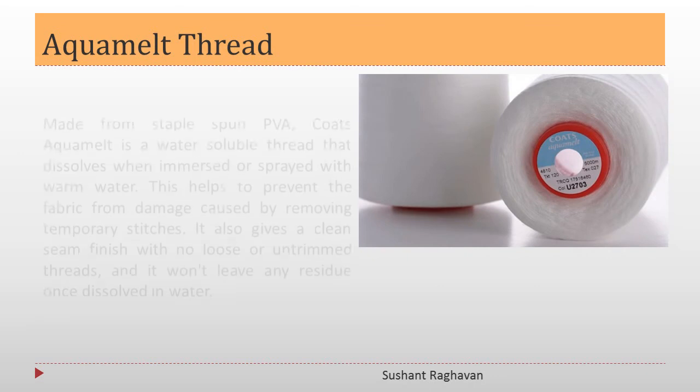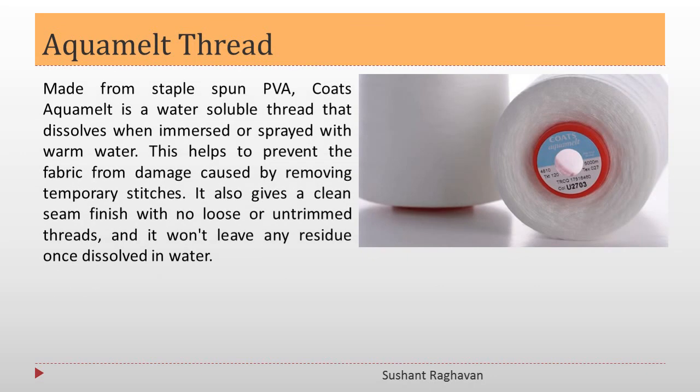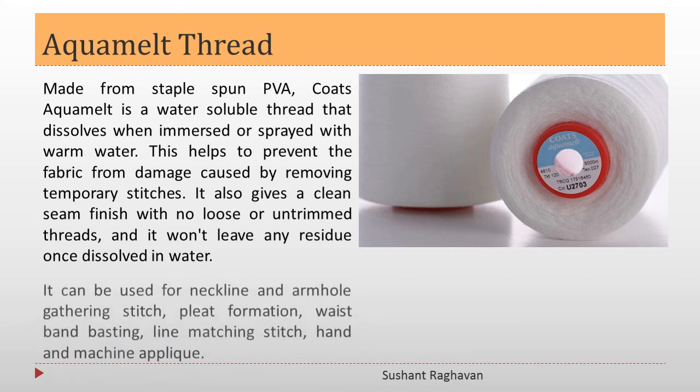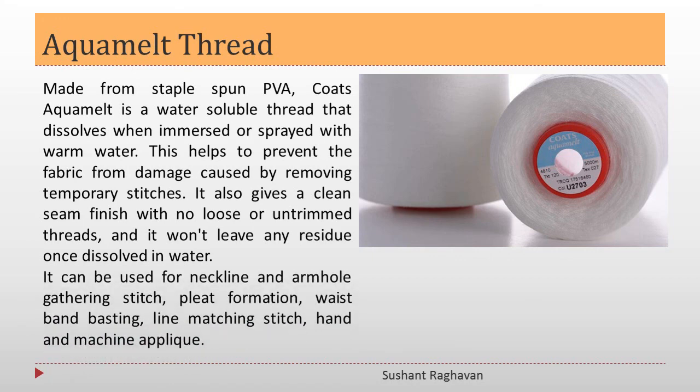Aquamelt thread. Made from staple spun PVA, Quartz Aquamelt is a water soluble thread that dissolves when immersed or sprayed with warm water. This helps to prevent the fabric from damage caused by removing temporary stitches. It also gives a clean seam finish with no loose or untrimmed threads, and it won't leave any residue once dissolved in water. It can be used for neckline and armhole, gathering stitch, pleat formation, waistband basting, line matching stitch, hand and machine applique.